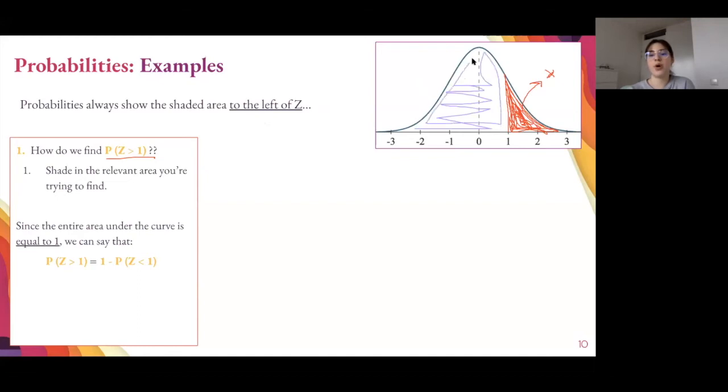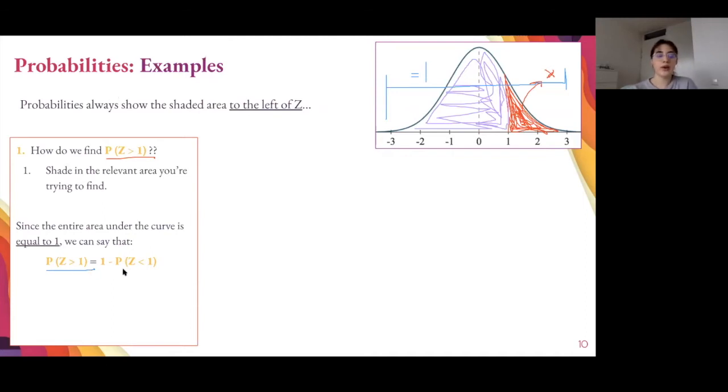So the z-table will only always give us the probabilities to the left of a z-score, which means that whenever we're trying to find the probability that z is greater than something, or this red area, we can take this entire area of the curve, which is equal to 1, and subtract the purple area in order to get the red area. So the probability that z is greater than 1 is just like saying 1 minus the probability that z is less than 1, or this purple area. We need to write it like this in order to be able to use the z-table.